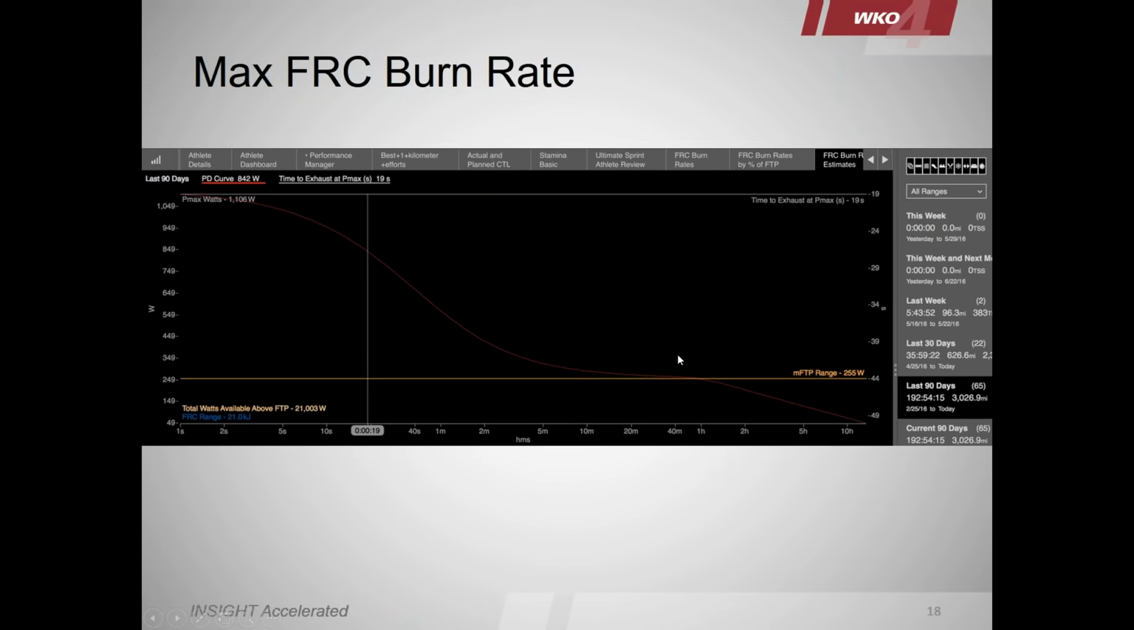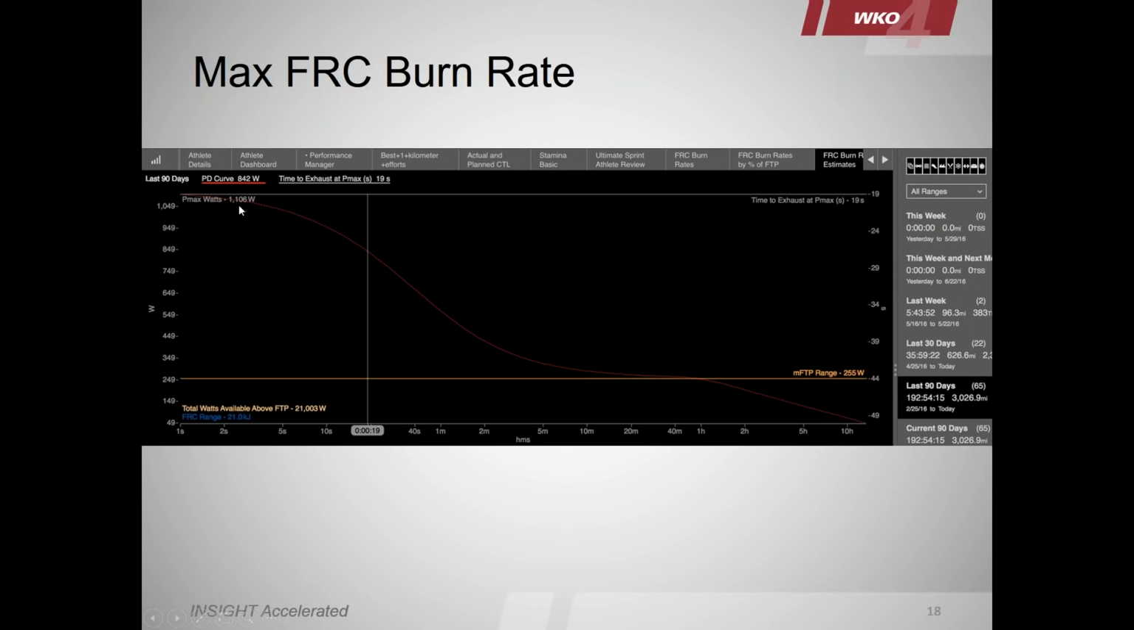As I said, that Pmax, and this is a little complex, and again, please feel free to ask questions as I go. Pmax caps your maximal burn rate of functional reserve capacity. Functional reserve capacity is similar to anaerobic work capacity, so it's a match. I'll go into it in a moment. So Pmax shows us the maximal burn rate.